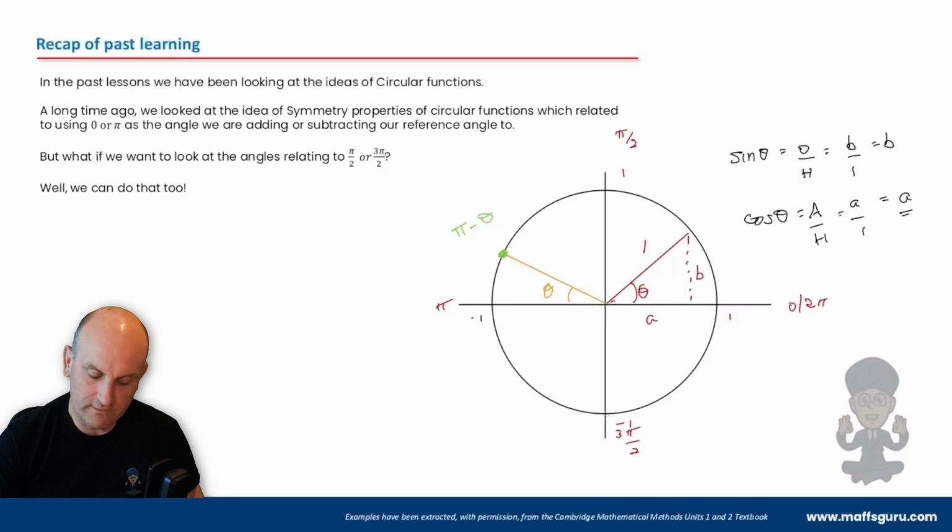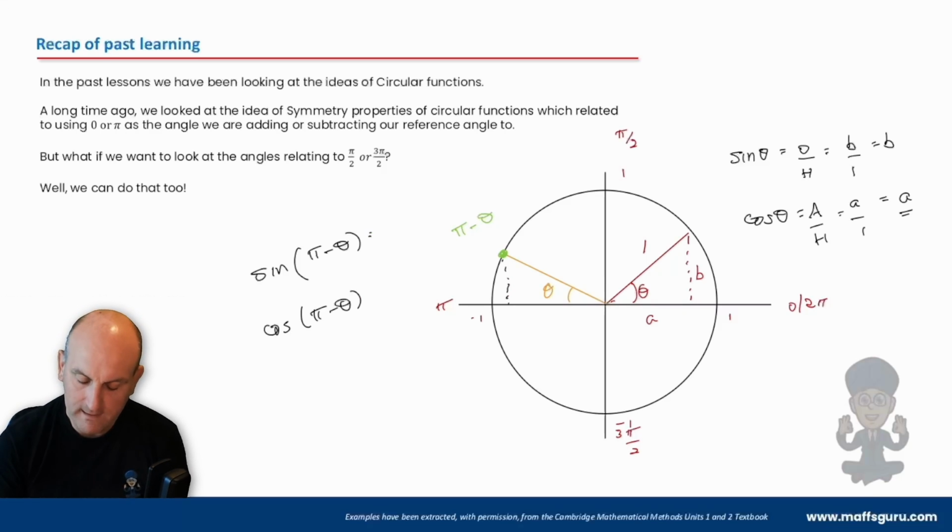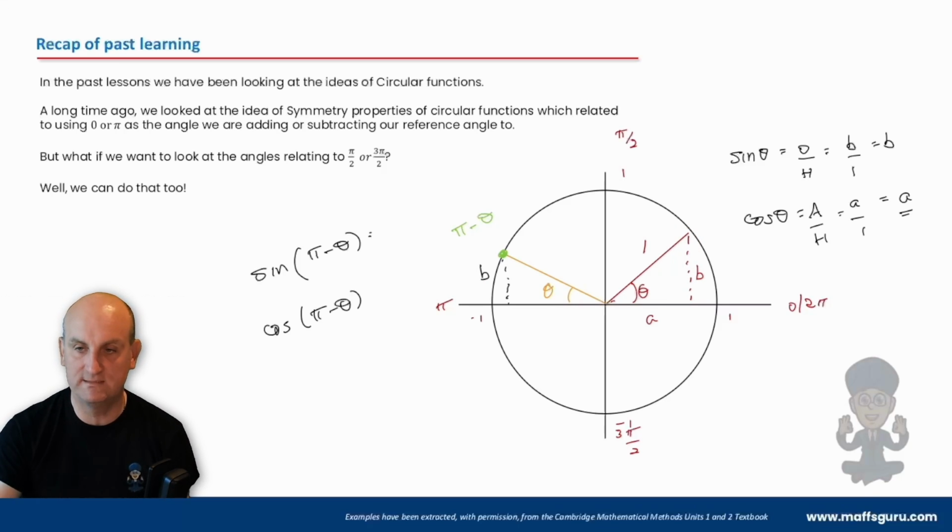So we know then that the sine of pi minus theta and the cosine of pi minus theta can be found. How? Well, we can turn it into a right angle triangle. And what do I know? Well, I know that that height there, our y coordinate from that point, will be exactly the same as the y coordinate here. So therefore that would be the same as B.